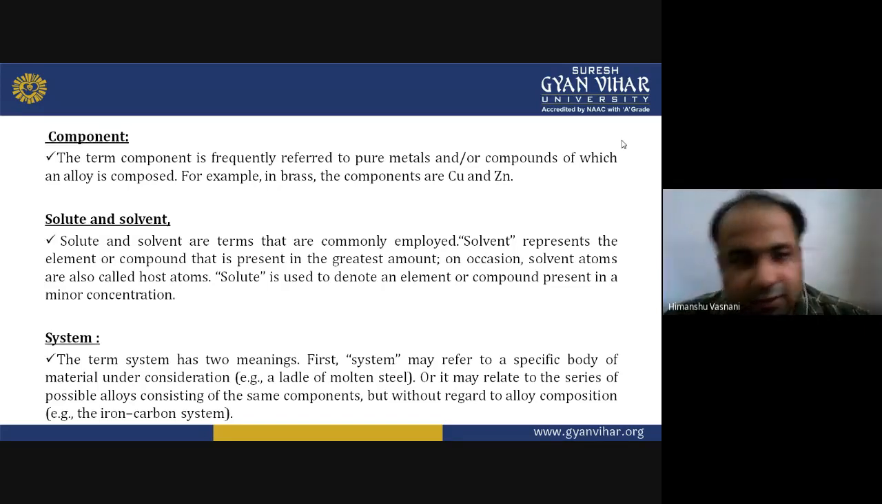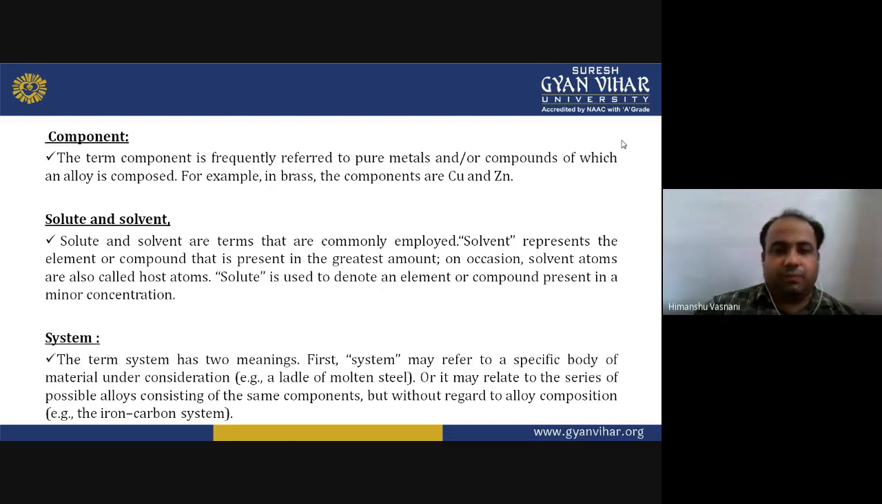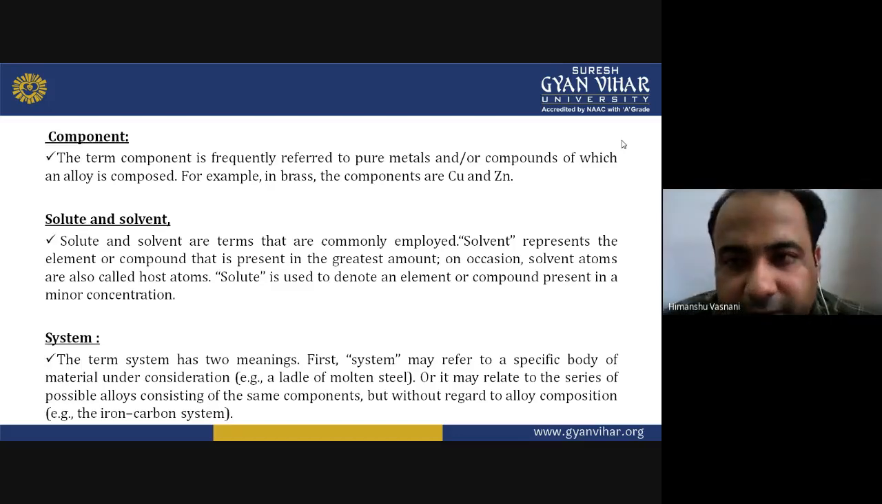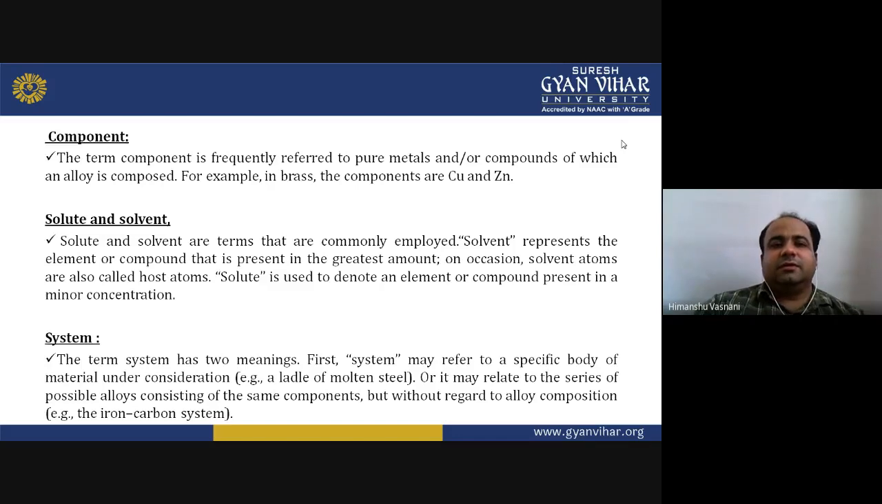So starting with the various definitions or terms, the first is component. The term component is frequently referred to pure metals and compounds of which an alloy is composed, which is referring to all the metals or compounds that the alloy is made up of. For example, in brass, the components are copper and zinc. So you should understand what you mean by a component in terms of phase diagram, that it is the composition of a particular alloy.